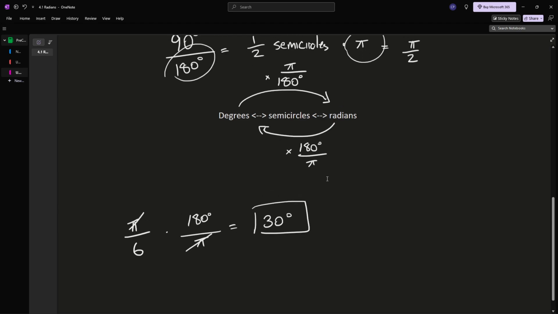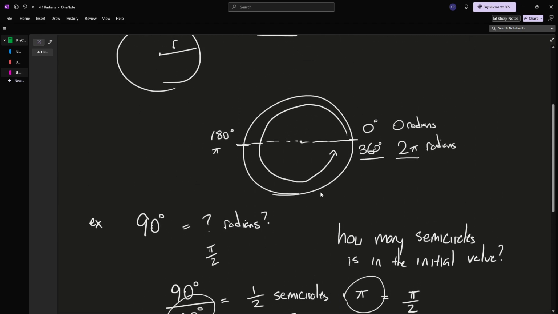And that makes some sense, because if pi is 180, I want just 1/6 of it. So it'll be much smaller. It'll be around here, and 30 degrees will be around here. I want 1/6 of a semicircle.